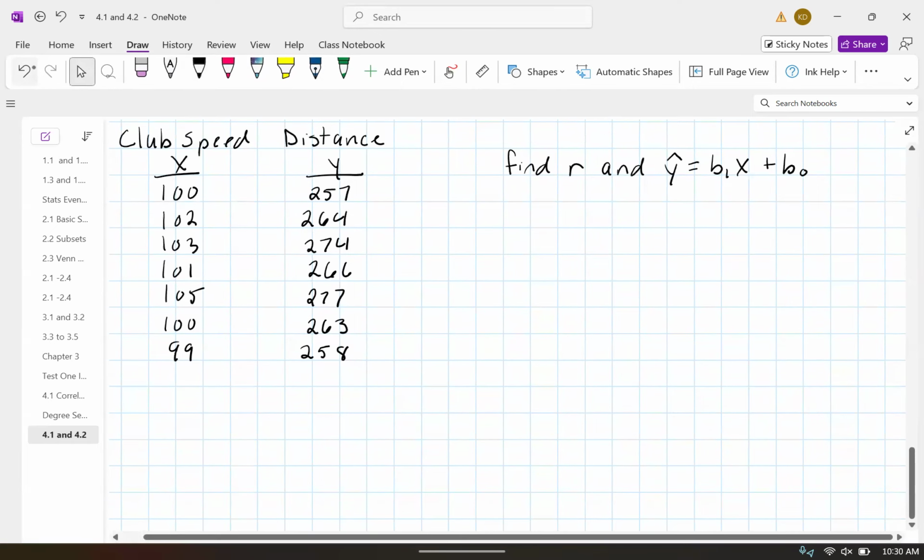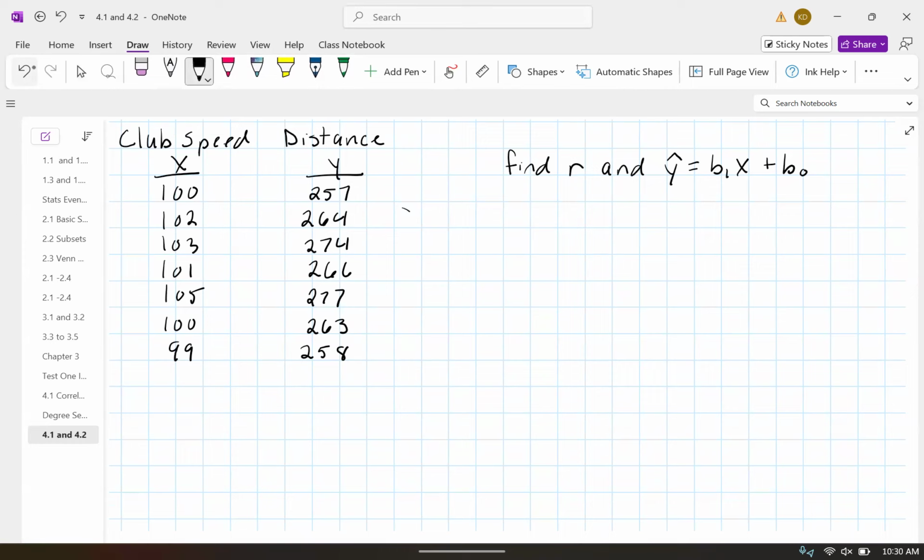Okay. I'm going to pause the video here, get my summations, but we're going to find all of the things, which is really not as much work as it seems. So the things we're going to need: my sum of x, my sum of y, sum of xy, sum of x squared, sum of y squared, and my N, which I can get right away: 1, 2, 3, 4, 5, 6, 7.